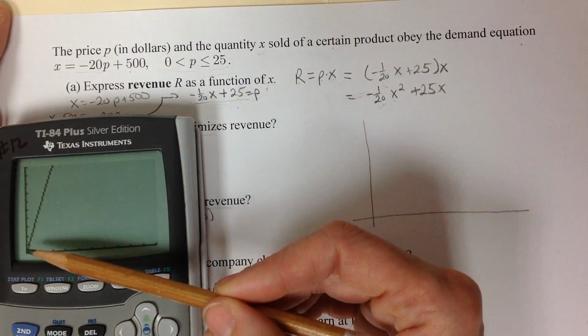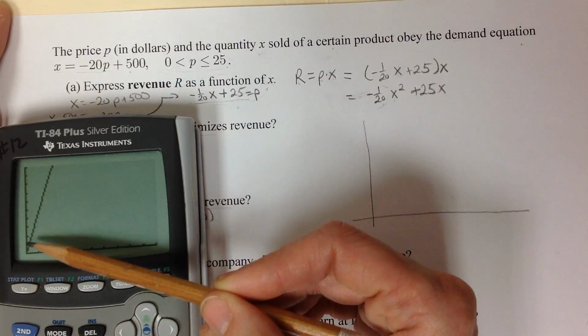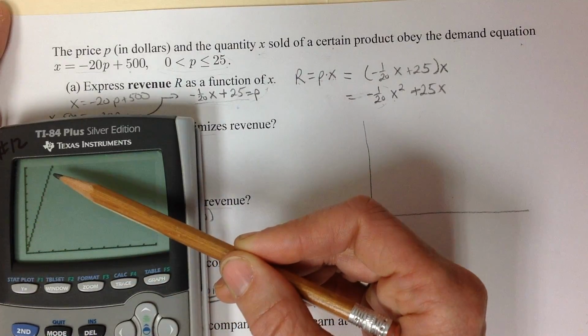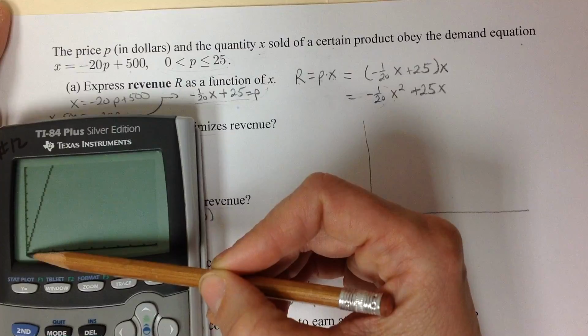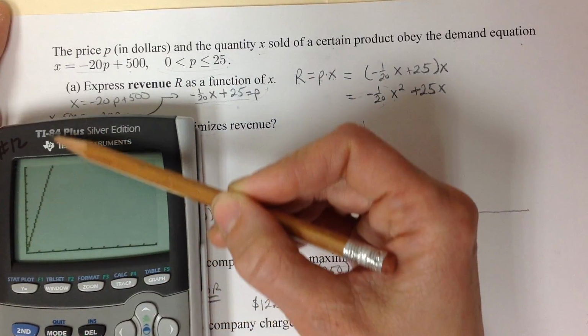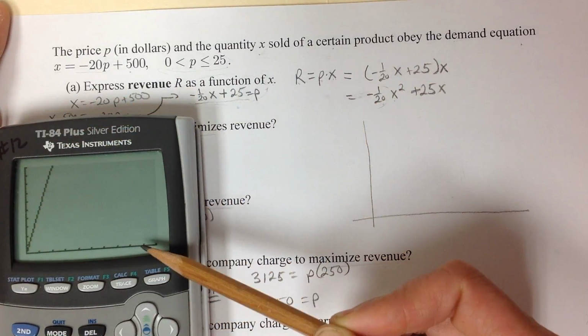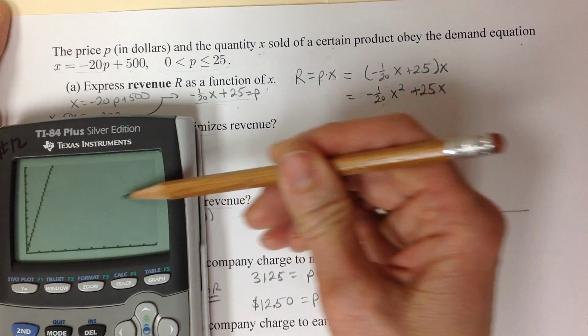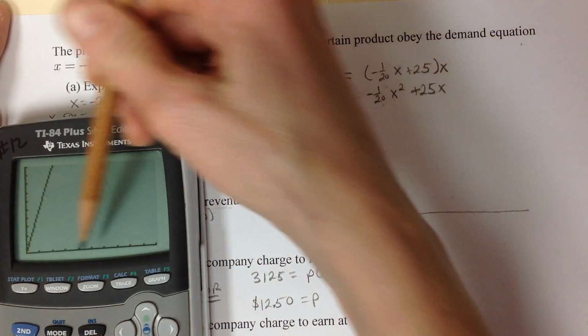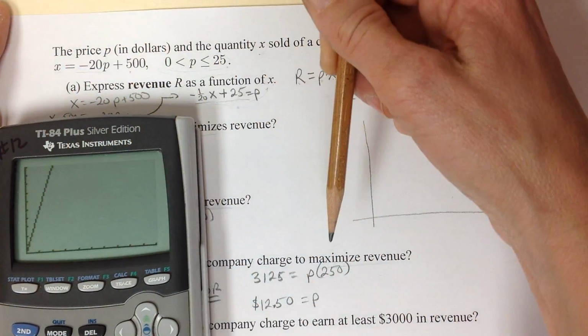Now I happen to be seeing part of my graph here, so that might help me to get the window. I can see that if I know it's a parabola that opens down, I have not gone up high enough yet on my graph. And I'm also not seeing it come down yet over here, so maybe that tells me I need to move farther over this way.